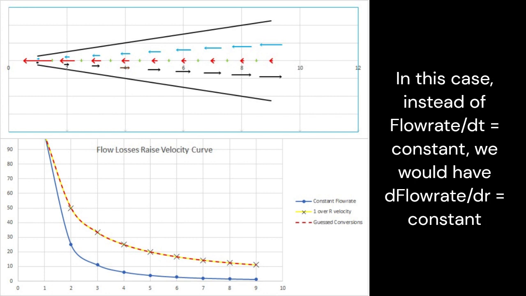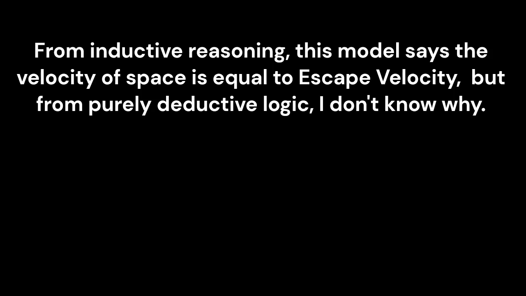It turns out in this case, instead of having d(flow rate)/dt equals a constant, d(flow rate)/dr is a constant. From inductive reasoning, this model says that the velocity of space must be equal to the escape velocity. We've got all these examples showing that must be true. But from purely deductive logic, from foundational principles, I don't really know why that's true.